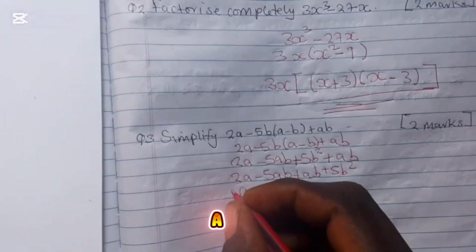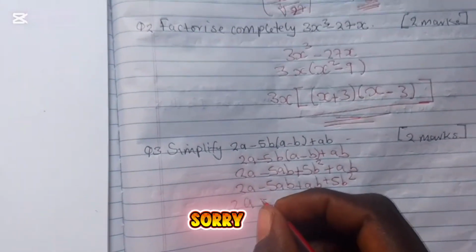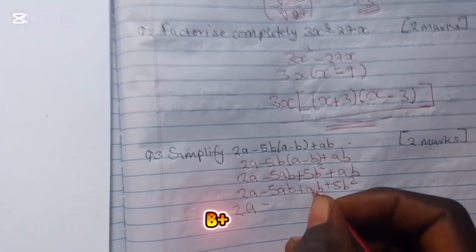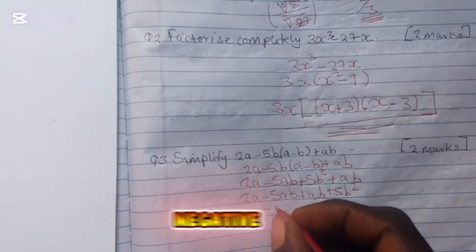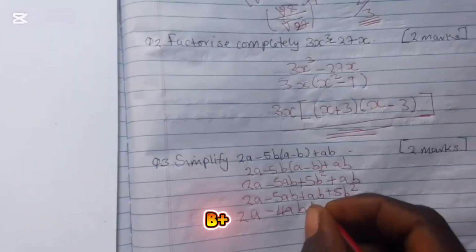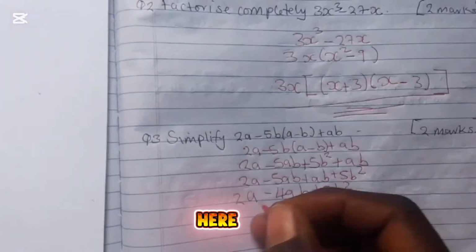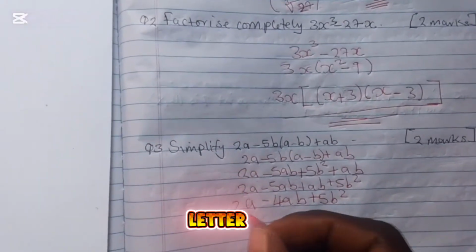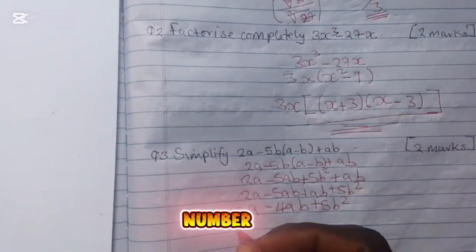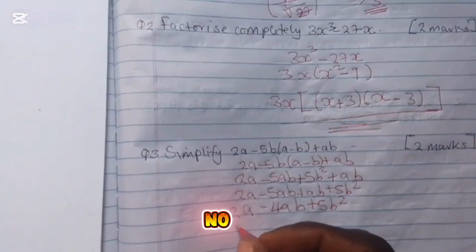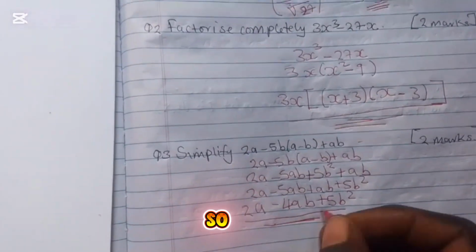So 2a is equal, so we are going to add negative 5ab plus ab, which is negative 4ab, plus 5b squared. So here if there is a common letter or number, we can factorize. So there is no common letter or number. So this is the answer.